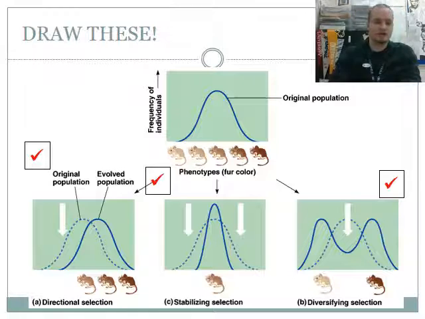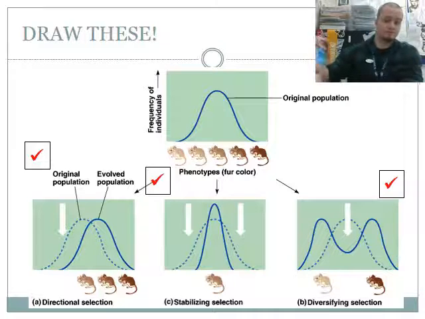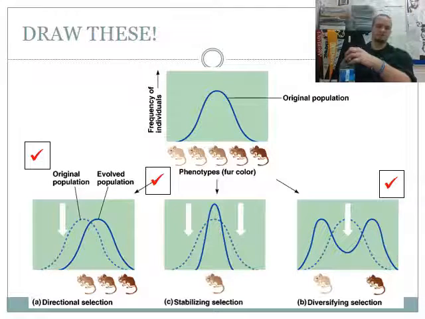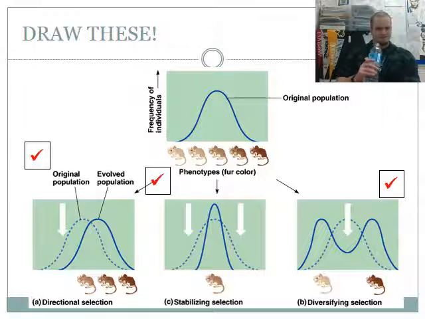So if you would be so kind as to go ahead and draw what you see here. Specifically, the directional, stabilizing, diversifying, or disruptive, and the regular chart. So while you're working on this, I'm just going to take a little swig of water. Dead bit parched.